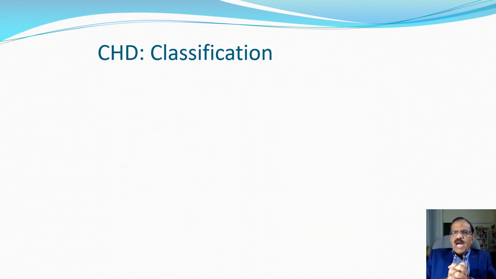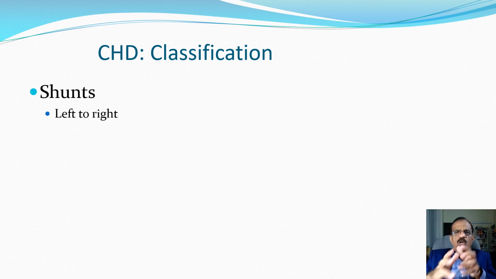So the congenital heart disease, in today's talk, I will just give you a brief classification. First of all, some congenital heart diseases may be characterized by a shunt. Shunt means abnormal communication between two sides, right versus left. Now, you know that in a normal person, pressure on the left side is always higher as compared to pressure on the right side. The left side system is a high pressure system.